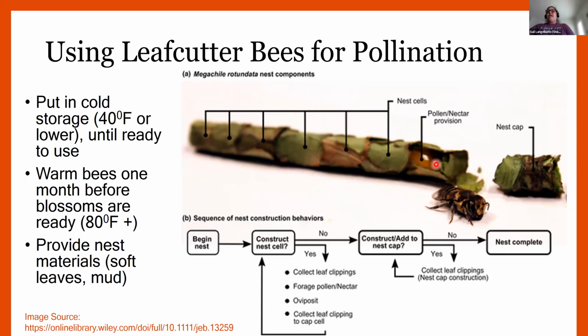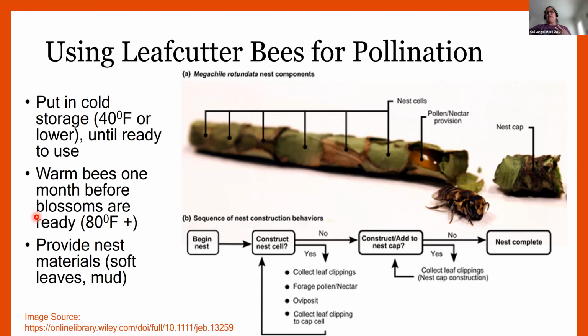When you buy leafcutter bees, you can either buy the nest blocks with eggs ready to emerge, but more than likely you're going to find them in the pupal stage, so that you'll purchase them as cocoons. When they arrive, you want to put them in cold storage until you're ready to use them. Approximately 1 month before you're ready to use them, you want to start warming them up, 80 degrees Fahrenheit or higher, but probably no higher than 110 degrees.